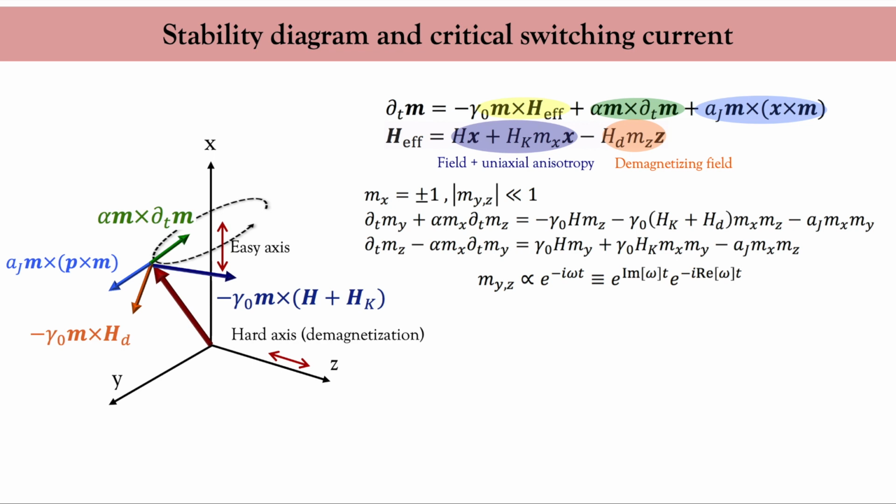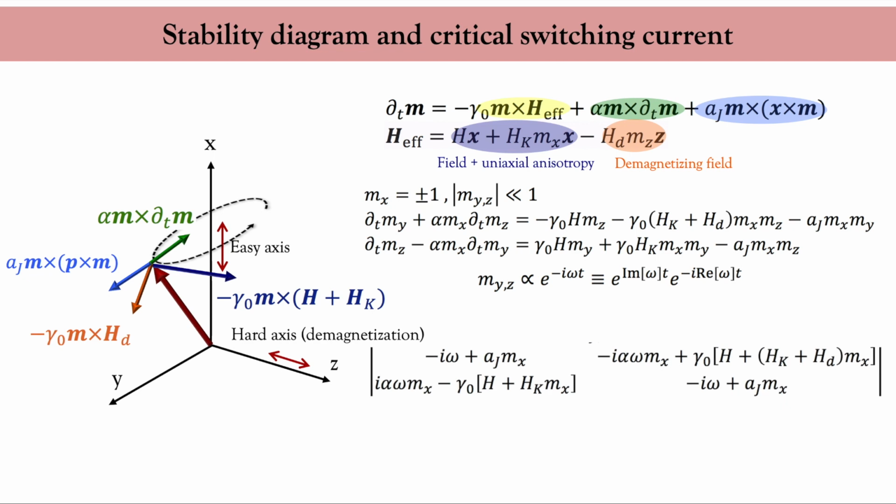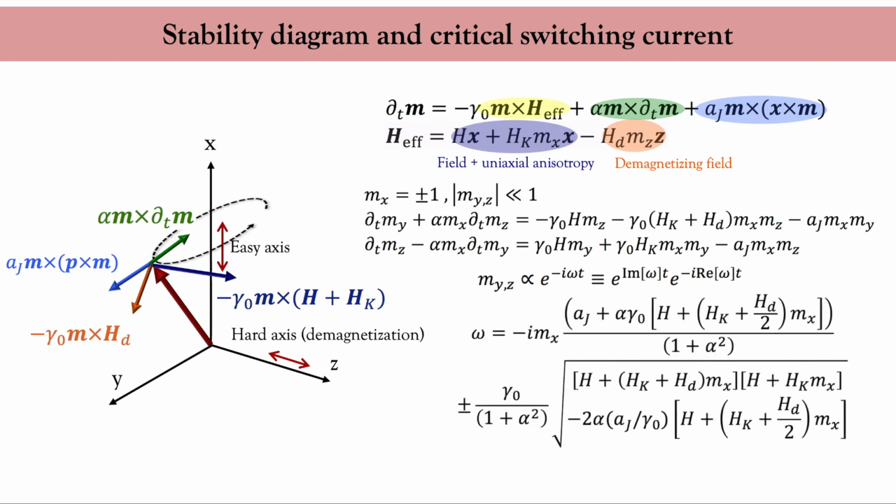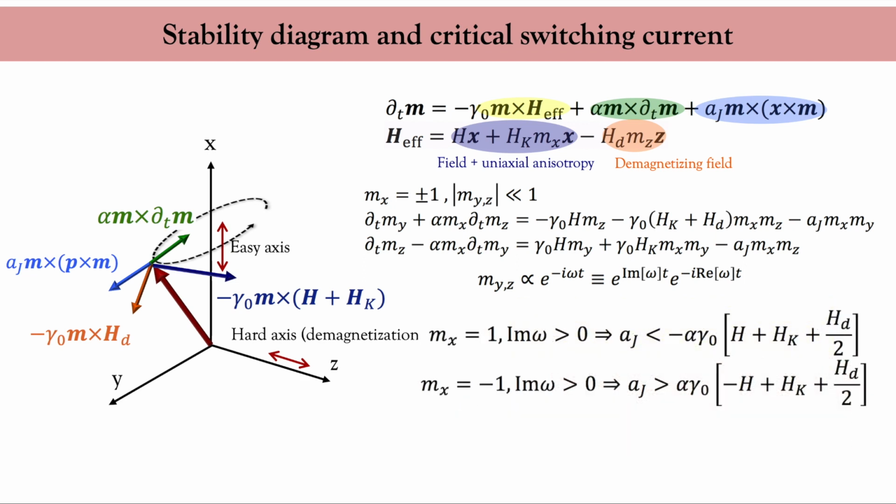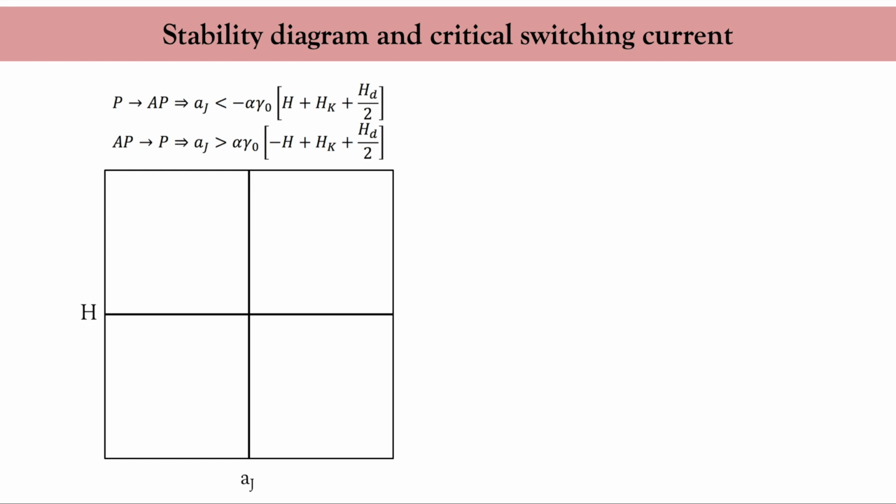So I inject the ansatz into the coupled equations above and I solve the determinant. This gives me the eigenfrequencies of the system. You see that it has both a real part and an imaginary part. As I just said, I'm only interested in the imaginary part because it gives me a criterion for stability. I therefore obtain a critical current at which the magnetization switches, depending on its initial direction along X or along -X. With the critical current at hand, we can build the stability phase diagram of the free magnetic layer.